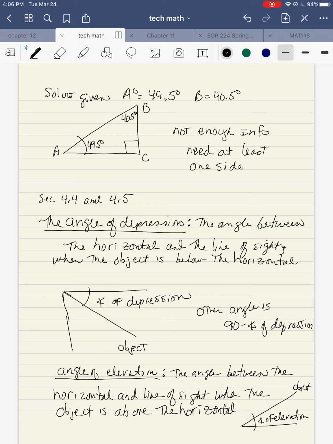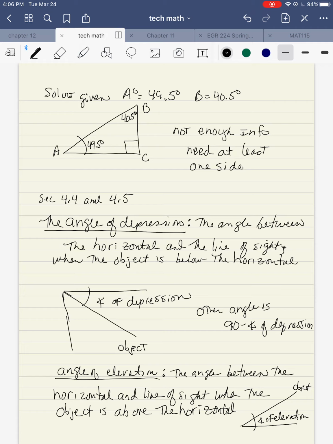Solve the given triangle. Given angle A is 49.5 degrees and angle B is 40.5 degrees. So I put in the information I know, and then because I don't have any side information, I just don't have enough information to solve this. There's really nothing I can do. I can't find any of the sides. So this one is not solvable. There's just not enough information.